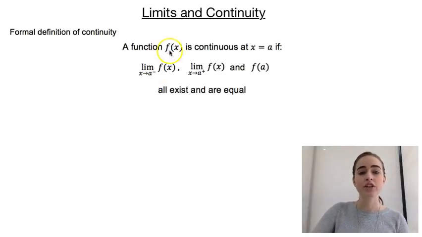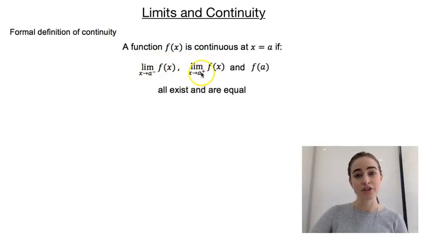So we say that a function f of x is continuous at the point x equals a if the limit as x approaches a from the negative side of that function, and the limit as x approaches a from the positive side of that function, and the value of that function at the point a, all three of those things exist and they're all equal to the same value. So let's have a look at an example.